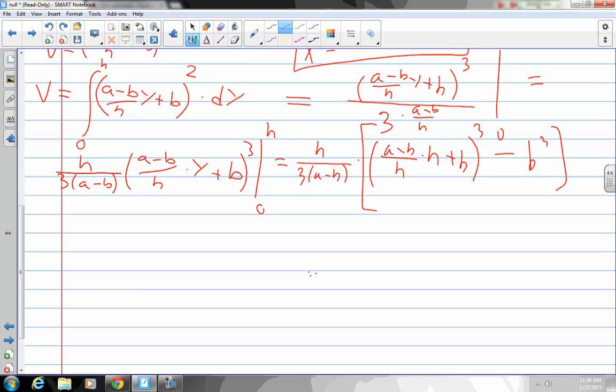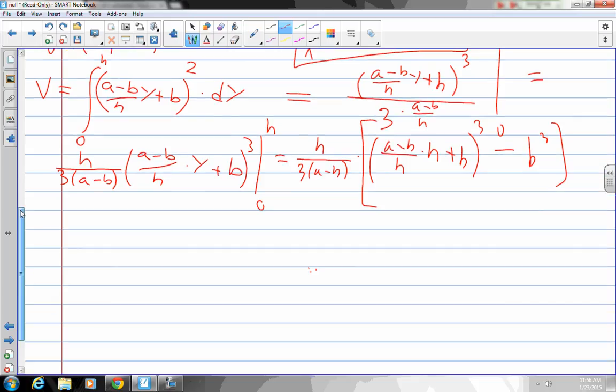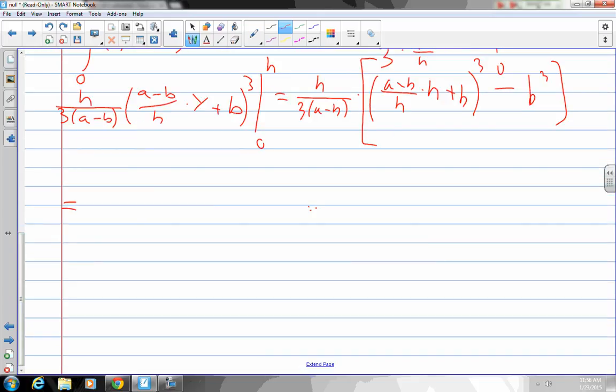It's hard to see. Let me write it because it's messing with that. This is where we're at. Sorry, let me copy it over here. 3 times a minus b times, what I have there is a minus b over h times h plus b, quantity cubed, minus b cubed. This is h, and that's a b. Is that what you're asking?